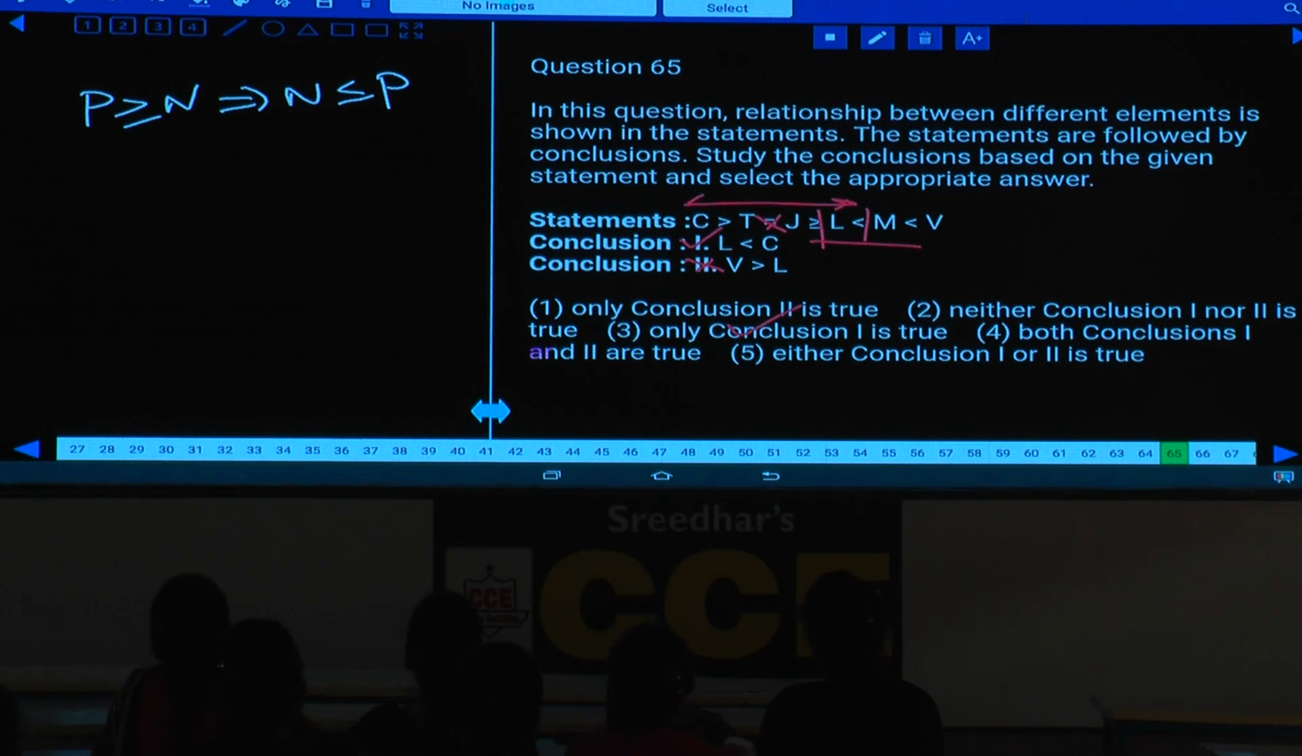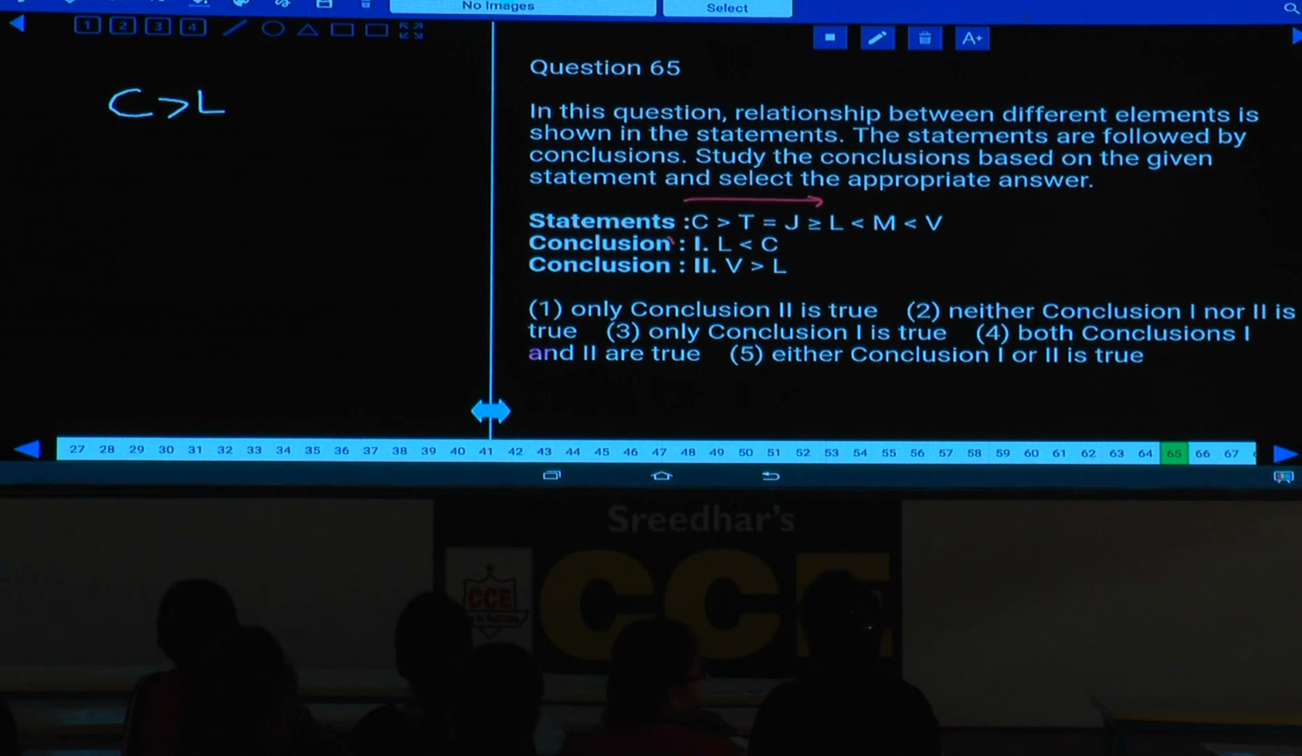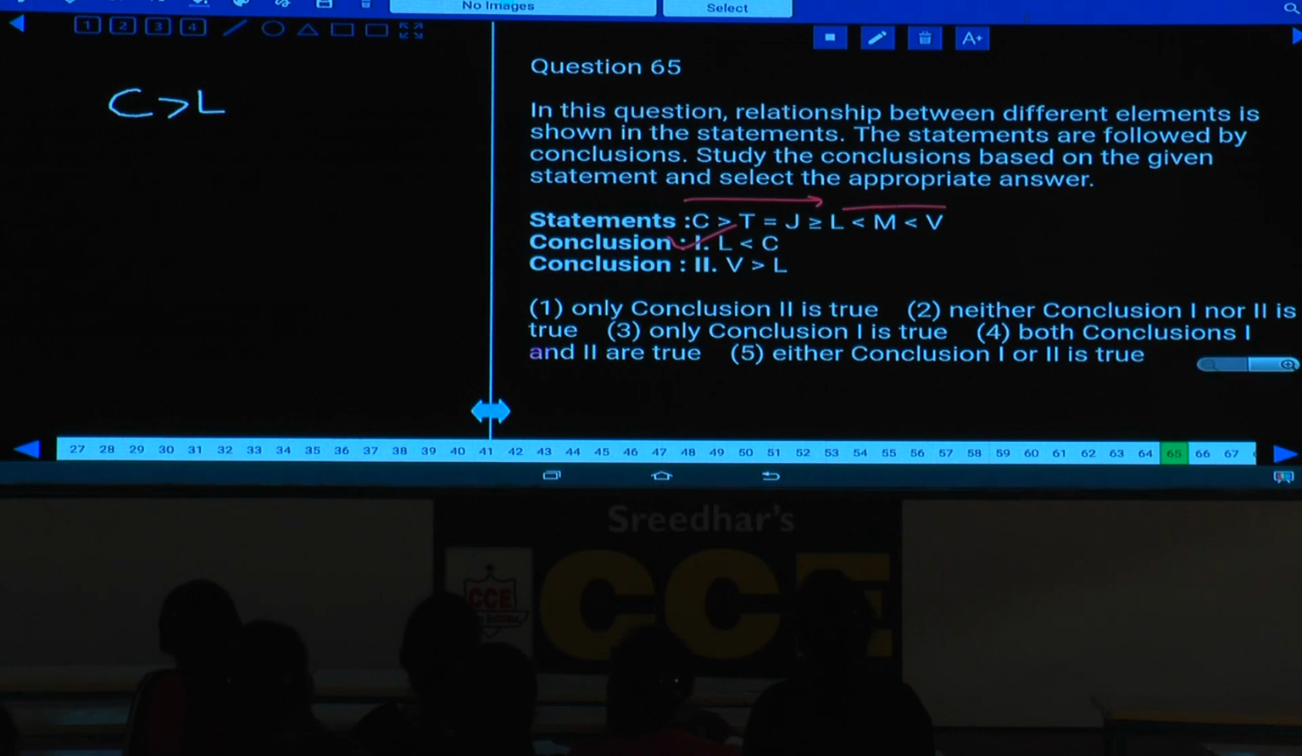Then question number 65. Now in this 65, L and C. C is here, L is here. Now between these two, tell me which symbol is common? Greater is common. C greater than L is true, which implies that L lesser than C is also true. Then coming to the second one, V and L. L is here and V is here. Between L and V, lesser than is common. L lesser than V, V greater than L. Hence both the conclusions follow, both 1 and 2, that is choice 4.